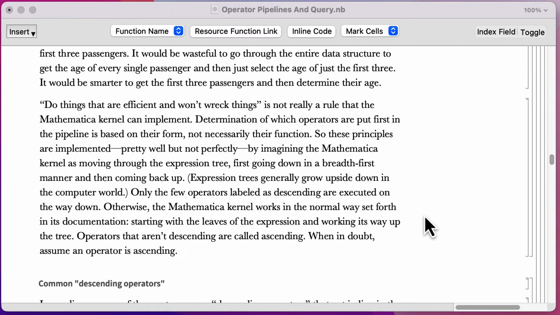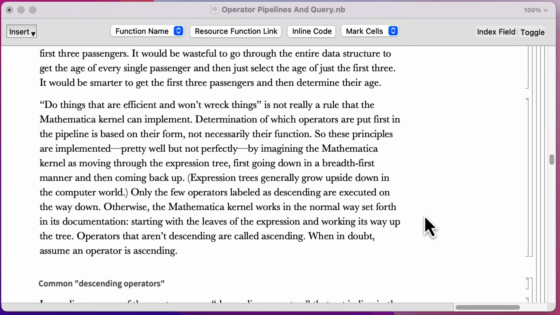But you can't just implement a concept, you have to have something concrete. And so the way that Wolfram does it is to look at the operators and, based on their form, decide that certain of them should cut ahead in line. The idea is that Wolfram sort of descends through the expression tree, and ordinarily it doesn't do anything until it comes back up. But for some operators, it's going to do it on the way down. Those are called descending operators.